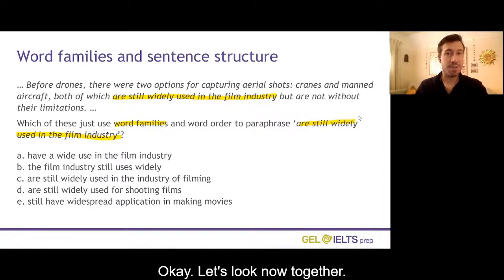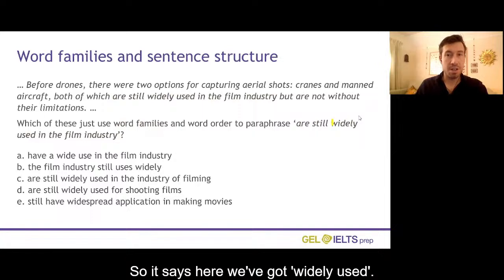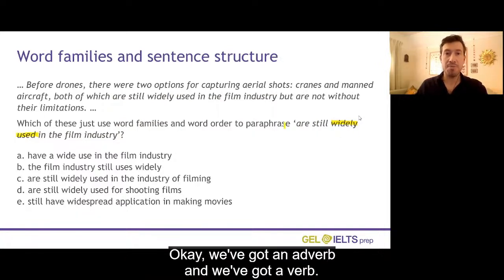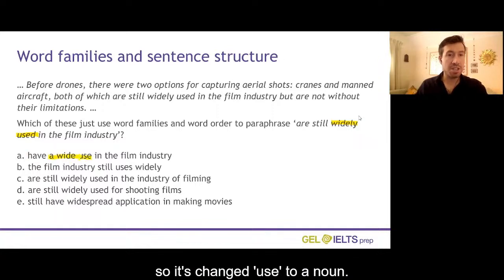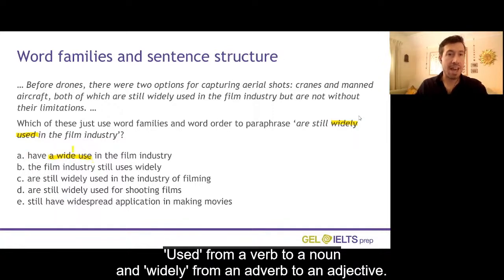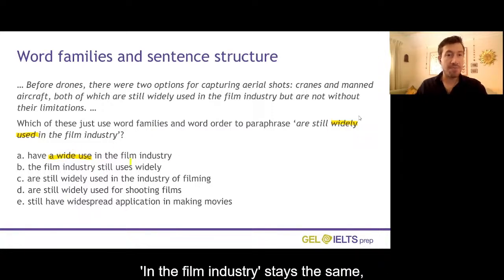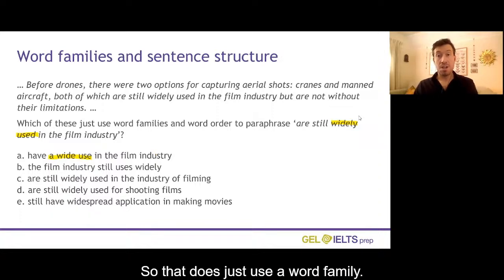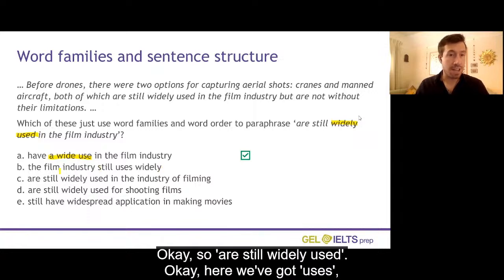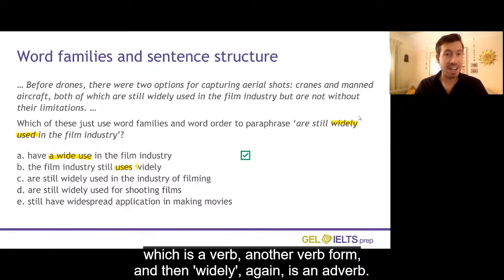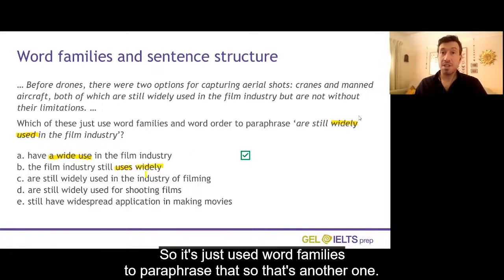Okay, let's look now together. Well, let's start fresh. So it says here, we've got widely used. Okay, we've got an adverb and we've got a verb. Now, A changes that. It says have a wide use. So it's changed use from a verb to a noun, and widely from an adverb to an adjective. So you've got an adjective noun. In the film industry stays the same, the rest stays the same. So that does just use a word family. So that one's correct. The next, it says the film industry still uses widely. Okay, so are still widely used. Here we've got uses, which is a verb, another verb form, and then widely, again, is an adverb. The rest has stayed the same, so it's just used word families to paraphrase that. So that's another one.